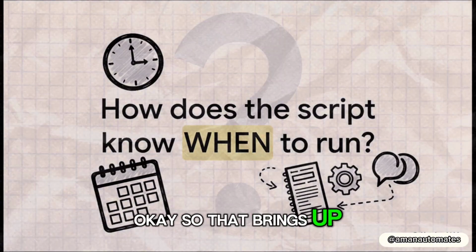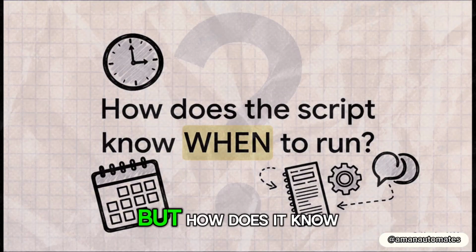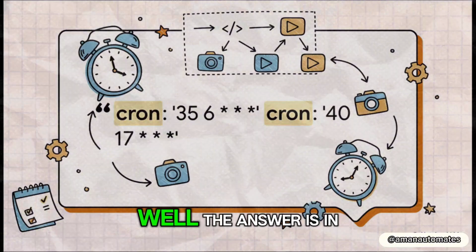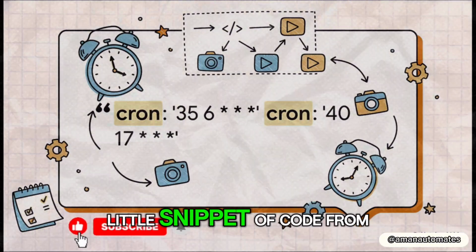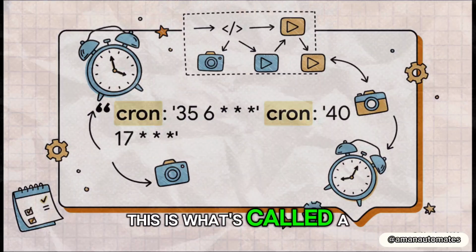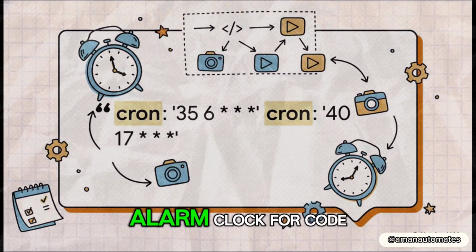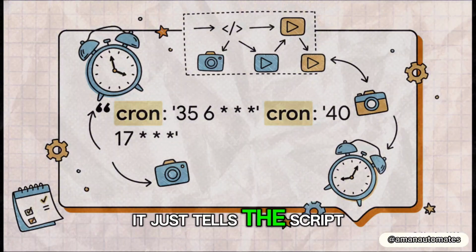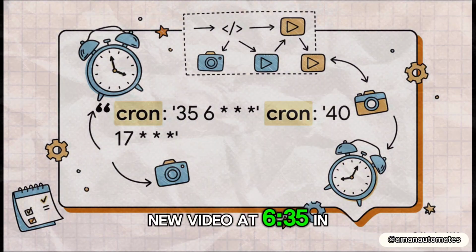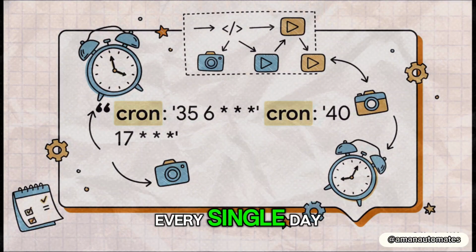Okay, so that brings up a really good question. The sheet tells the script what to do, but how does it know when to even check the sheet in the first place? Well, the answer is in this tiny little snippet of code from a service called GitHub Actions. This is what's called a cron schedule, which is just a fancy name for a super reliable alarm clock for code. It just tells the script, hey, I need you to wake up and check for a new video at 6:35 in the morning, and then do it again at 5:40 in the evening, every single day.